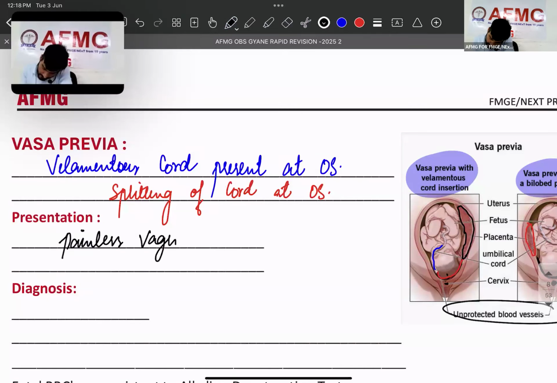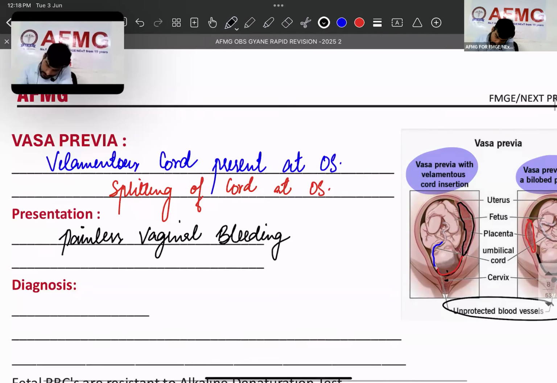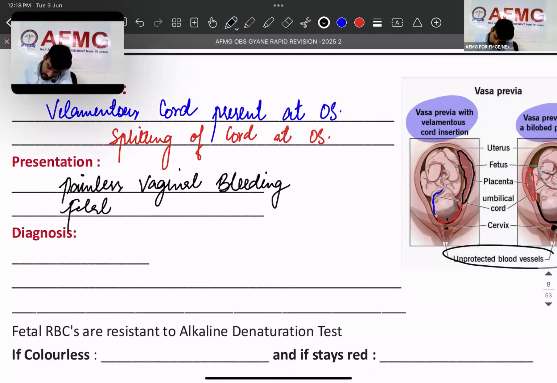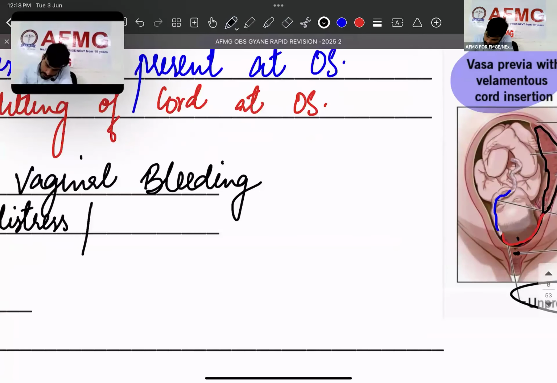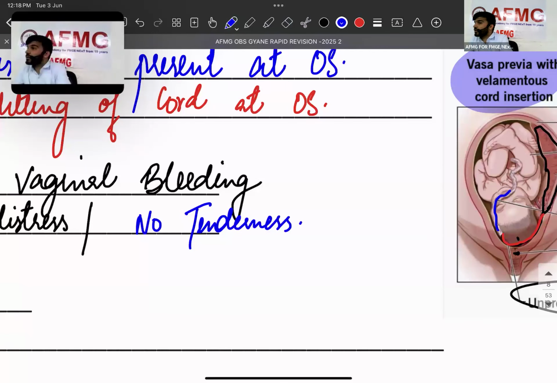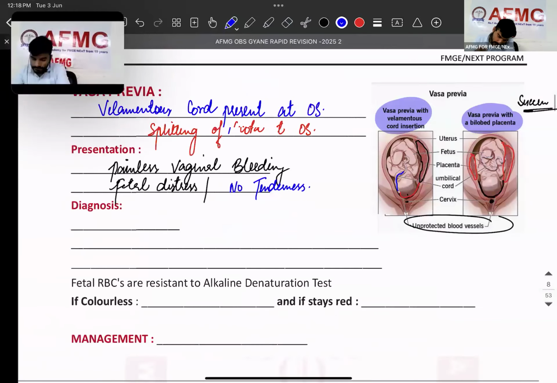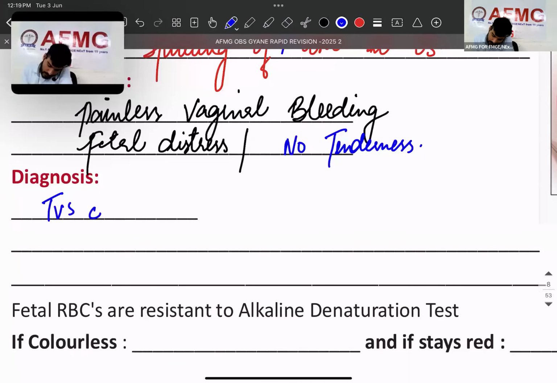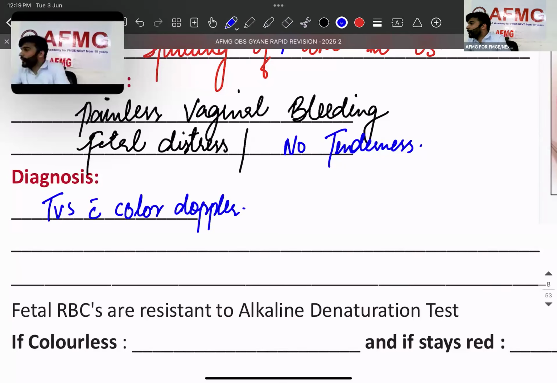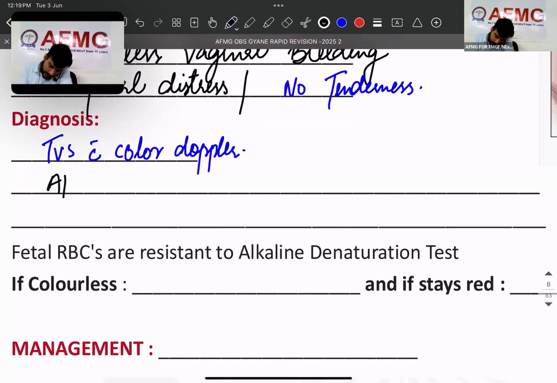Now, what is the presentation of the patient? Painless vaginal bleeding with fetal distress, but there is no tenderness. Yes or no? Yes. So for diagnosis you will do TVS with color Doppler, which is very important. Why? Whenever fetal distress is seen, you have to check the blood supply.